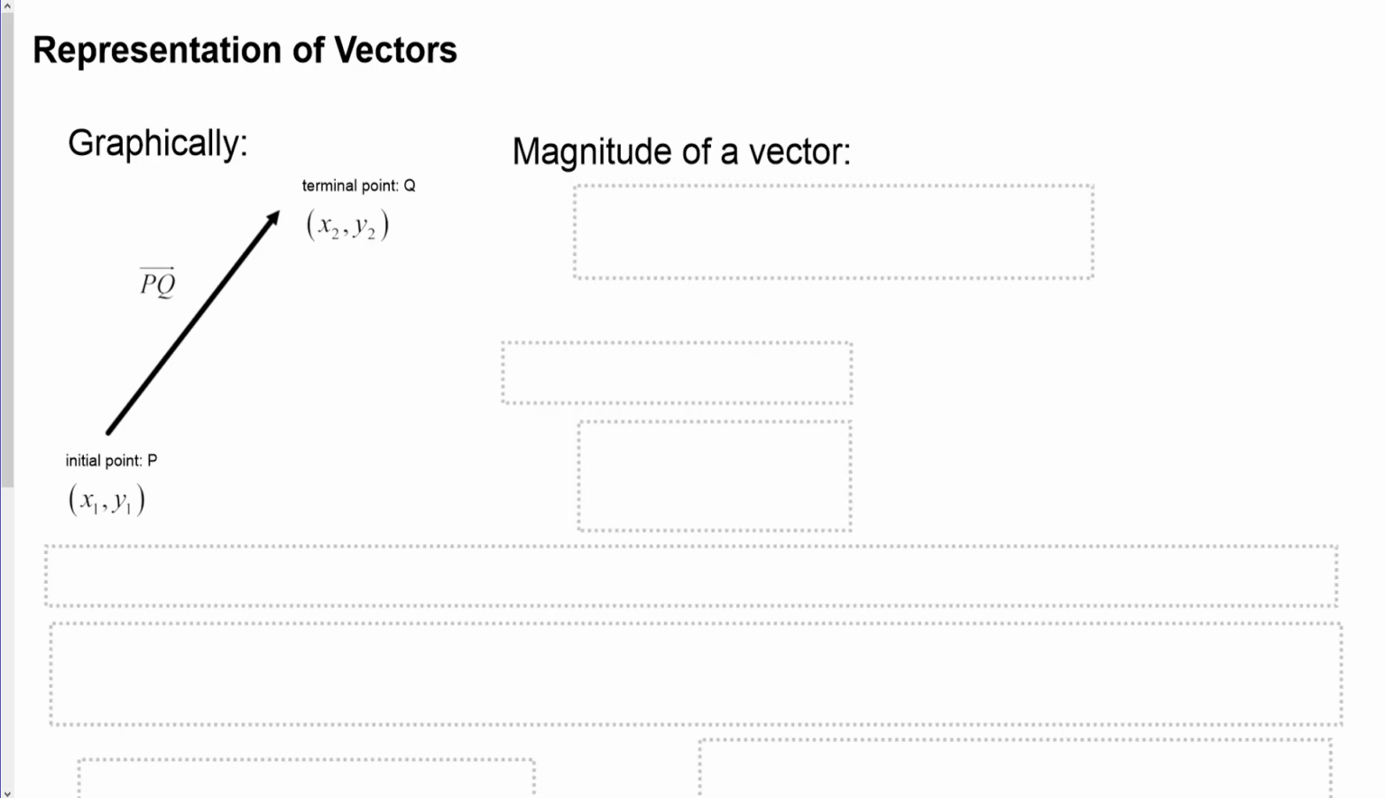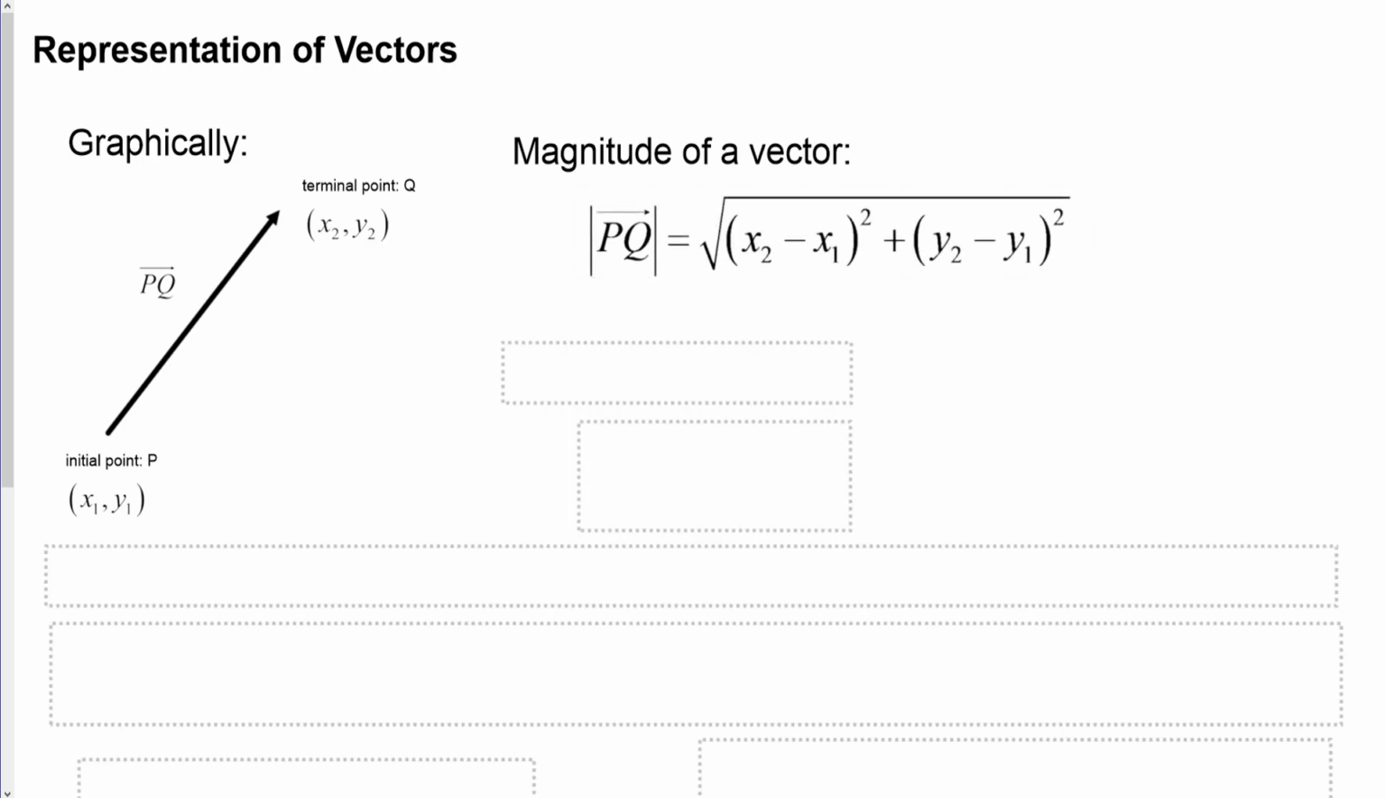So let's look at how we would come up with the magnitude of a vector. If we know the initial point's coordinates and the terminal point's coordinates, we can use the distance formula to calculate the magnitude. So that's going to give us the length of the vector. The length of the vector is its magnitude. The length or the distance between 2 points would give us the length or the distance between them. And notice the notation. I've put absolute value bars around the name of the vector. That is one way of indicating that you want to do a magnitude of the vector.